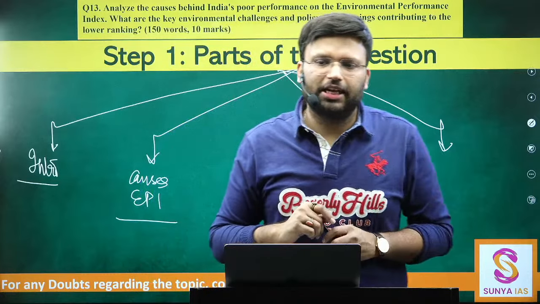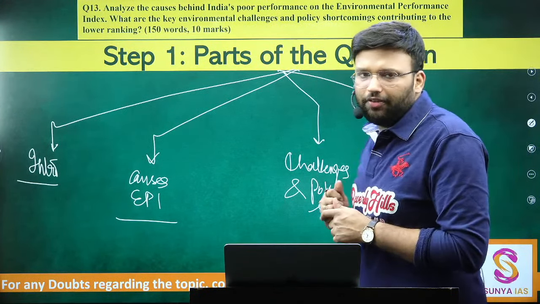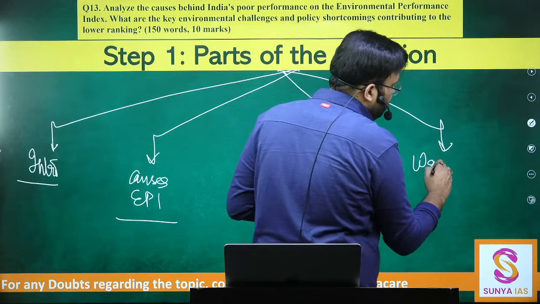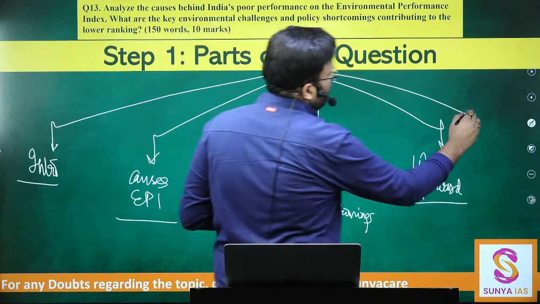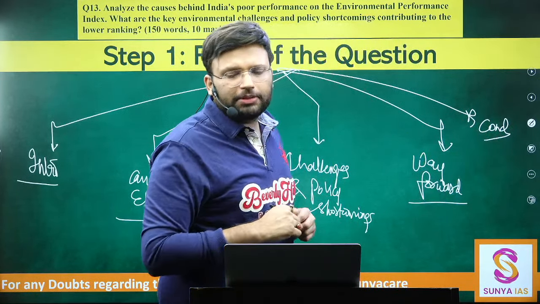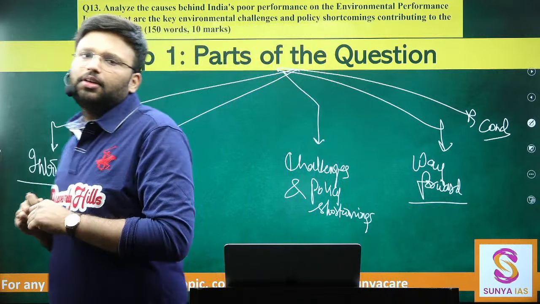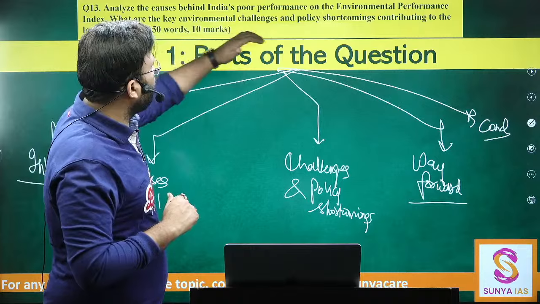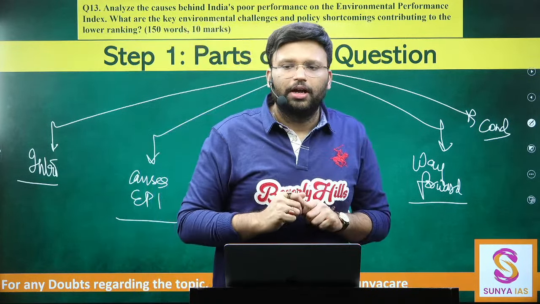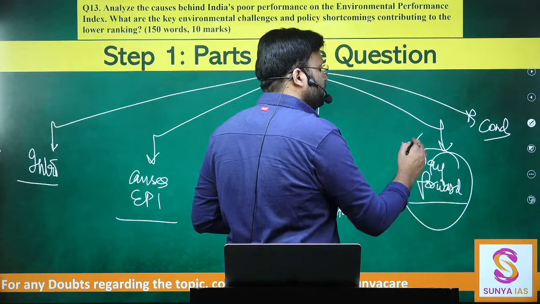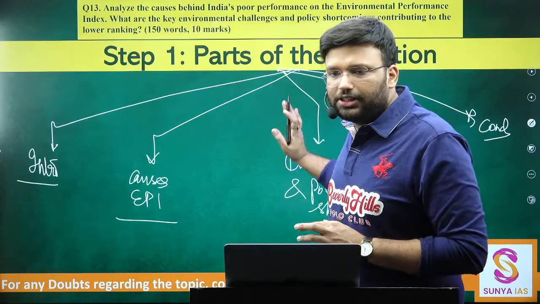the old students who have been attending these classes would definitely know that our duty does not end there. Even if it is a 10 marker, we have to tell very briefly what the way forward is, how we can improve it, and then make a crisp conclusion. Sometimes even in a 10 marker, you will have to make 3 subparts. What are the 3 subparts? Causes for poor performance on EPI. Then the challenges and policy shortcomings. And because we have talked about certain issues, it is imperative that we also tell the way forward and how to fix it. Then we go for a crisp conclusion. So this is going to be the structure.